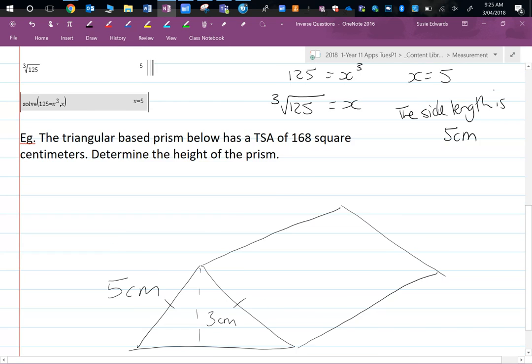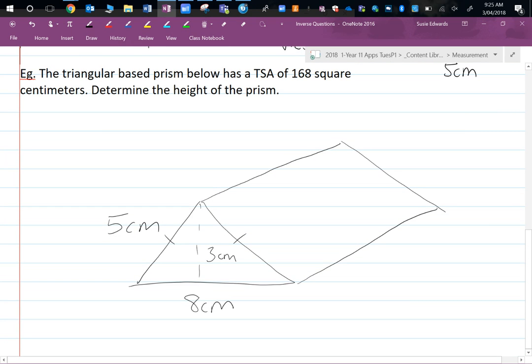All right, let's just try one more. The triangular base prism below has a total surface area of 168 square centimetres. Determine the height of the prism. So I've already drawn the picture for you, but there is some information missing which we might need to draw in.